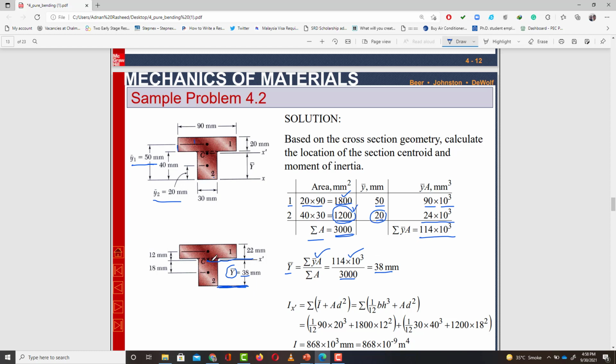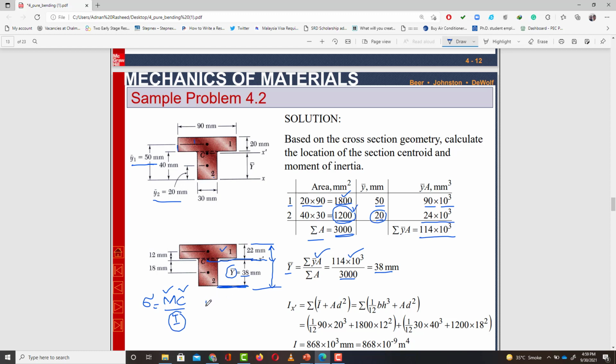So we have found this centroid. Now you can see that there are two members, 1 and 2. So again sigma is equal to M into c divided by I. Now you have the centroid, you can find the distance from the centre to the topmost fibre for finding the maximum tensile stress, and the distance from the centroid to the lower fibre will give you the compressive stress. So we have the moment, we can also find this c, but we do not have I. So we will find the I.